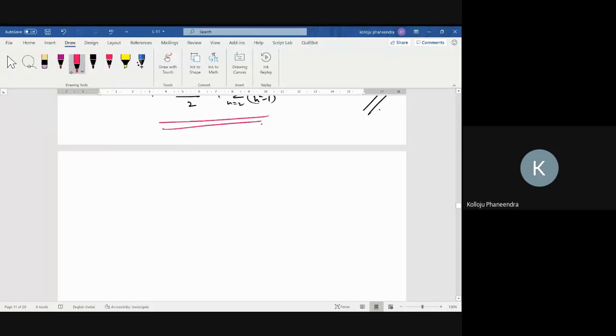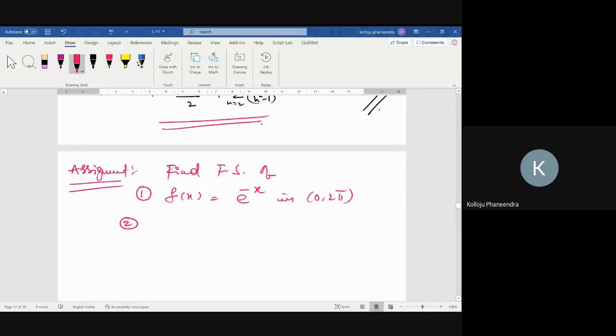Okay, now just take this assignment. Try this problem. Find the Fourier series of f of x equal to e to the power of minus x in 0 to 2 pi. And next one, in 0 to 2 pi, f of x equal to e power x is given. Already I did this, no problem. E power minus x is also over in minus pi to pi. Can you do it in minus pi to pi?